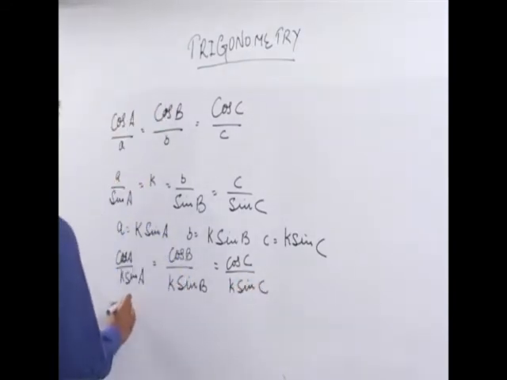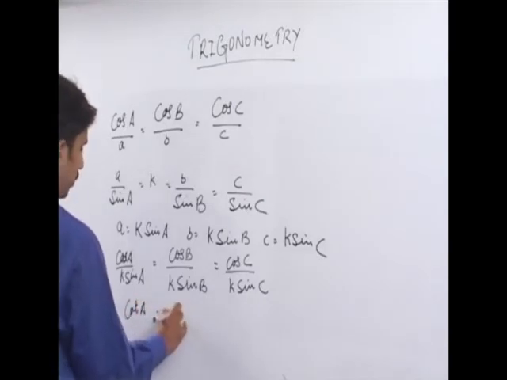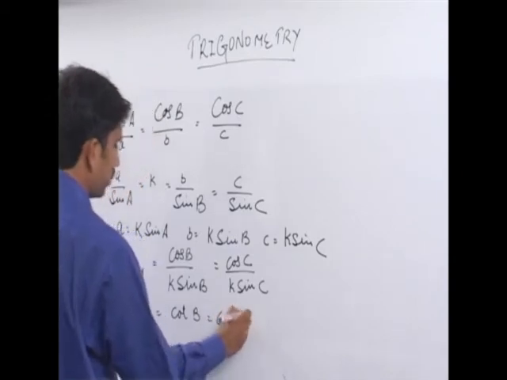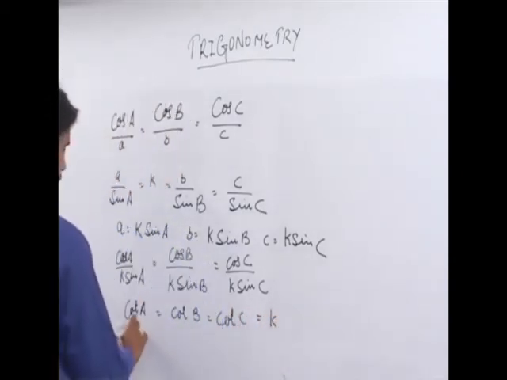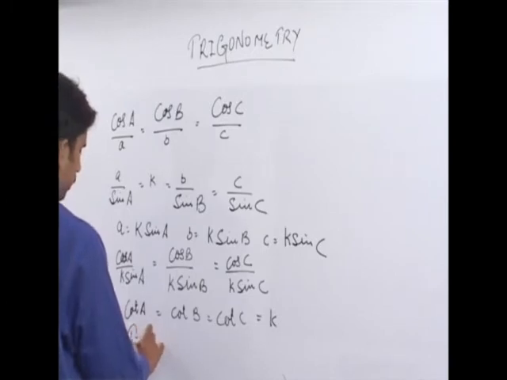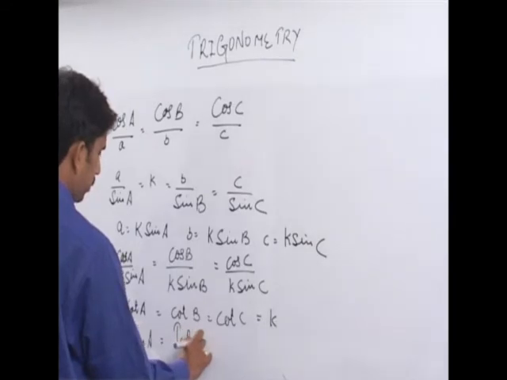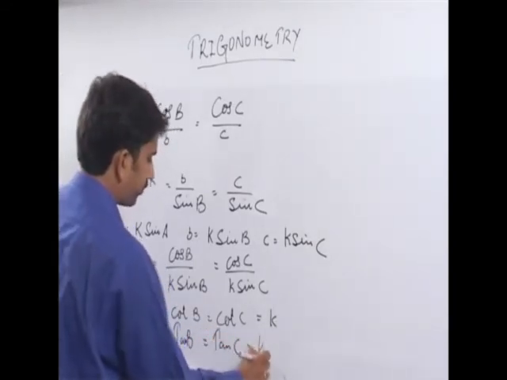Or you can say that cot A is equal to cot B is equal to cot C is equal to k. From here we can conclude that tan A is equal to tan B is equal to tan C is equal to 1 by k.